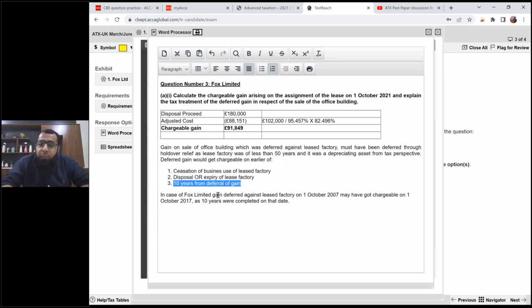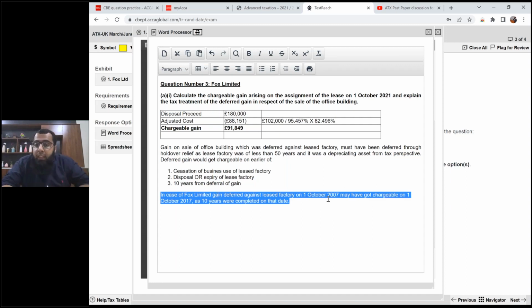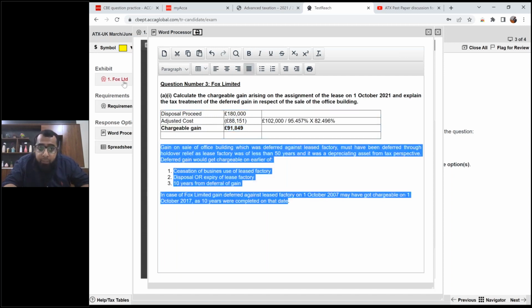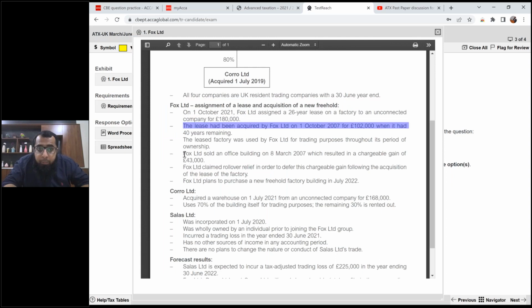In case of Fox Limited, the deferred gain would have already been charged in October 17. This gain is not deferred. This will get chargeable today. This 91,849 will get chargeable today. We are not talking about this 91,849. This comment is on this thing.